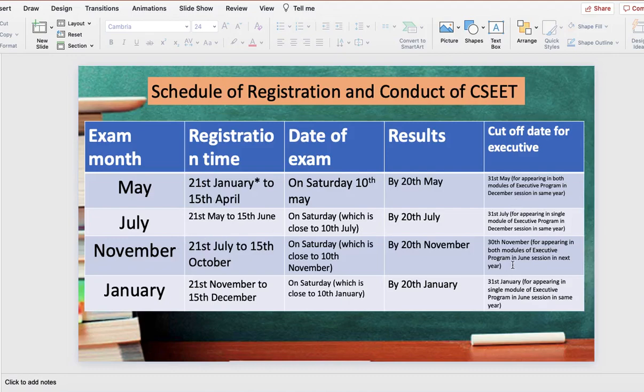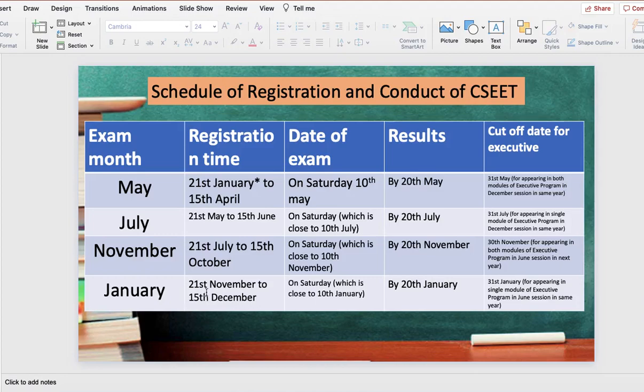November people, 30th November is the deadline. Both the modules they can write in June next year. That means if you are giving the CSEET examination in November 2020, both the modules you can write only in the month of June 2021. Because exams are anyway held only in June and December, you don't have a chance before that.